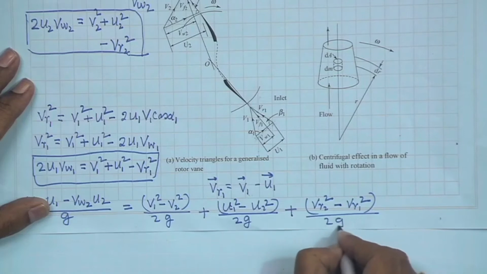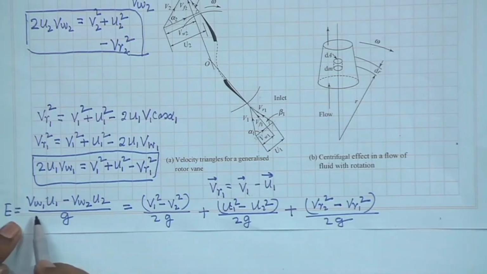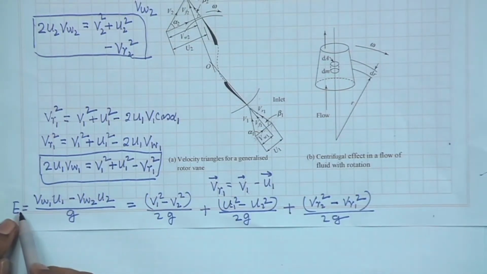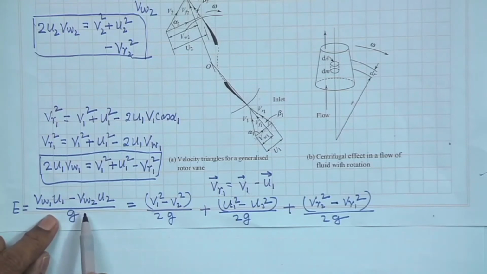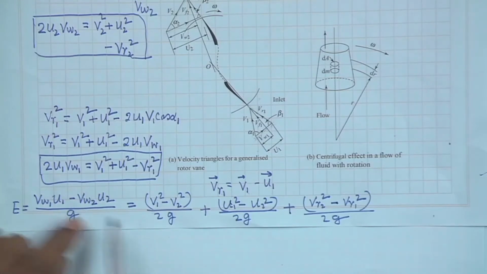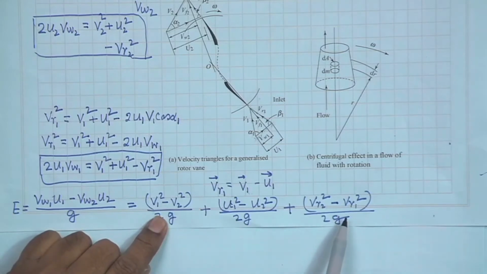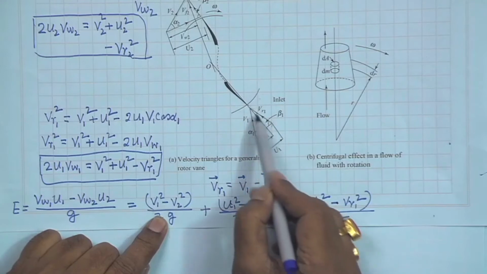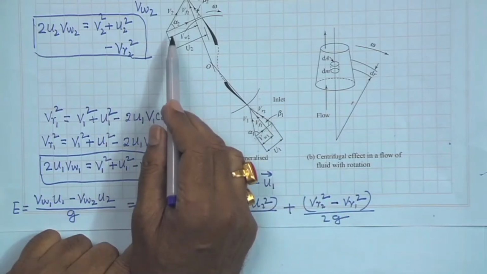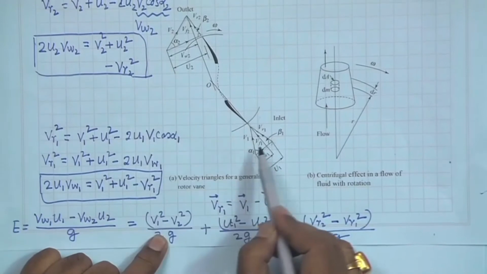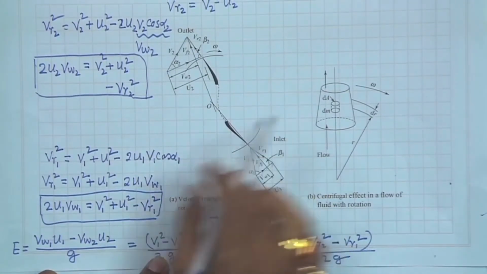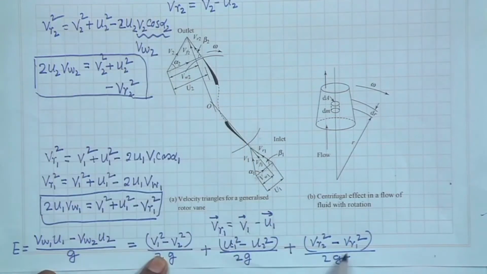So what I have done now: this expression was deduced earlier, not proved, deduced earlier, as the energy per unit mass that is being delivered by the fluid to the rotor, which can be split into three components like this with the help of the trigonometric relations of the velocity triangles at inlet and outlet. Velocity triangles at inlet and outlet are nothing but the velocity vector diagrams at the inlet and outlet. With the help of simple trigonometric relations, we have got this.